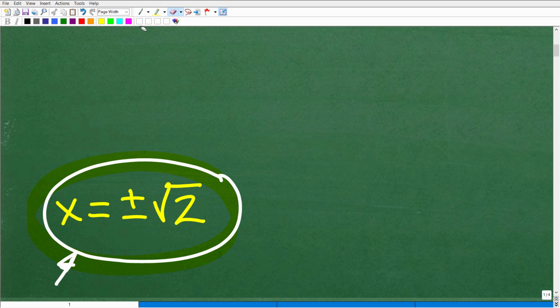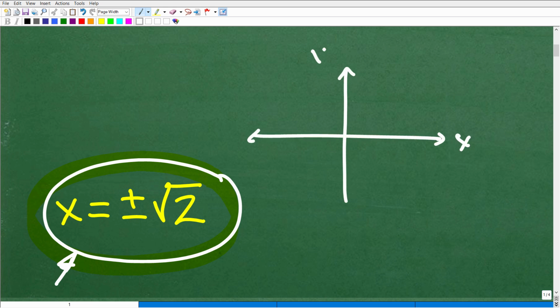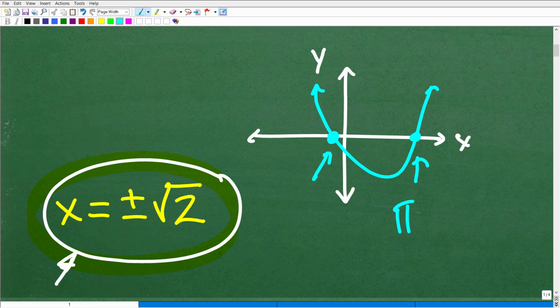Now, in general, in algebra, again, let me draw my little XY plane here. What type of solutions can we have? Well, you can have basically two types. Where a graph crosses the x-axis, these locations here are what we call real roots, real solutions. And of course, these would be part of the real number set.